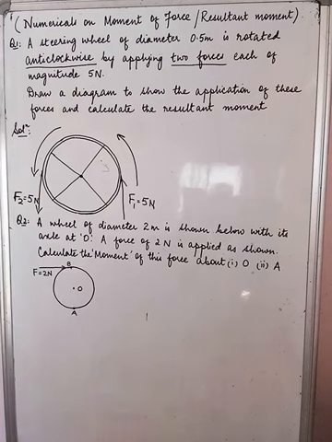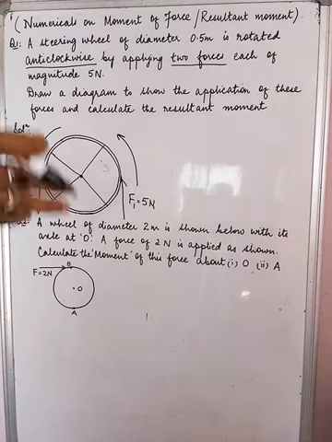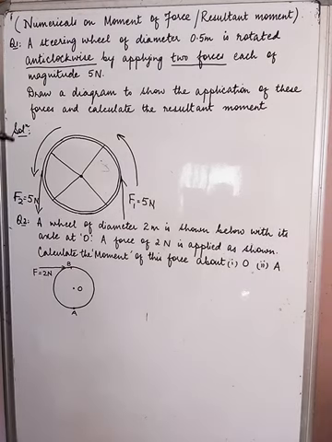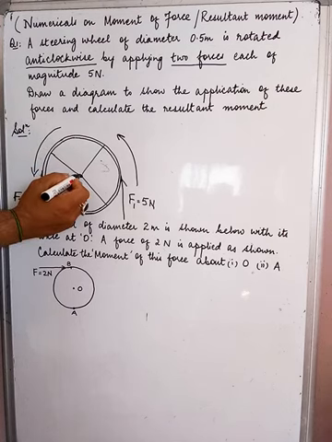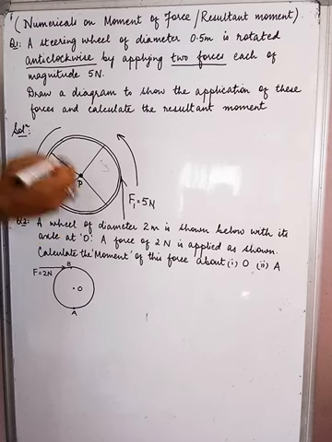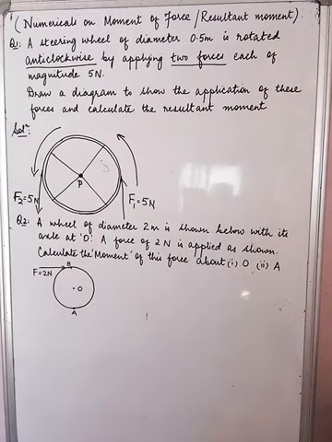Now, where is the pivoted point? The pivot. Whenever we talk about the moment of force, or the turning effect, or the rotation, we always talk about rotation about a particular point, and that point is the fixed point called the pivot. So if you see over here, this is the pivot that we are talking about.